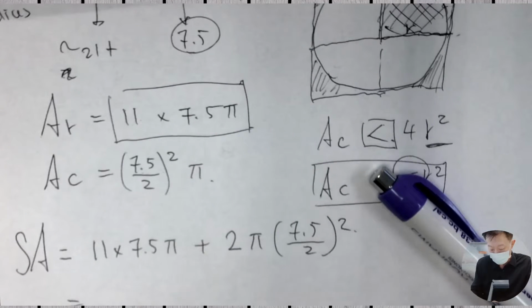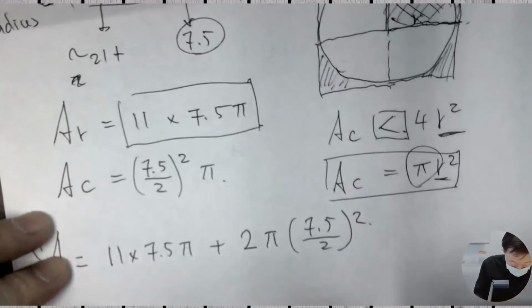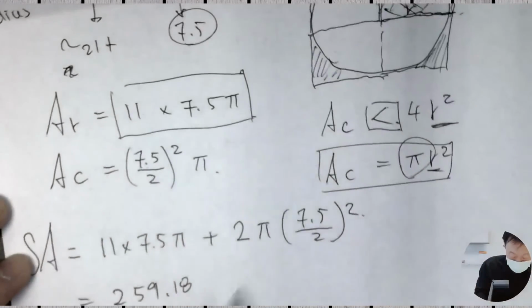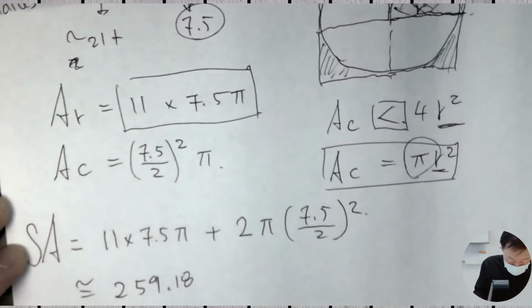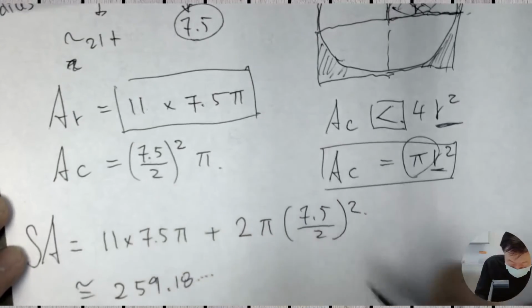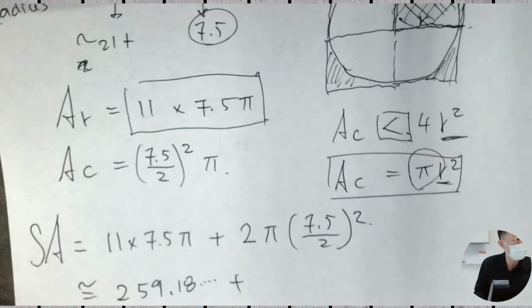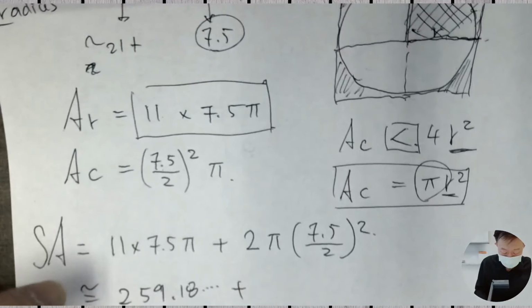All right, so let's do this together. I'm going to say 11 times 7.5 times pi. Yeah, I do have a pi here. And this looks like I have 259.18. I'm going to round it here, okay? So this is going to be an approximation because I'm chopping off the end there. Plus, is that what you get for the surface area of the rectangle?